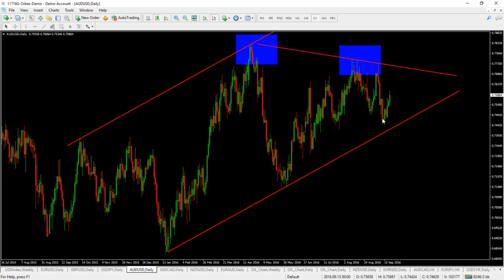So if the Fed does deliver hawkish signals tonight and the market gets a sense that we are moving towards a rate hike before the end of the year, then we could again see another sharp move lower in the Aussie dollar, and that would suggest that this double top is in play.